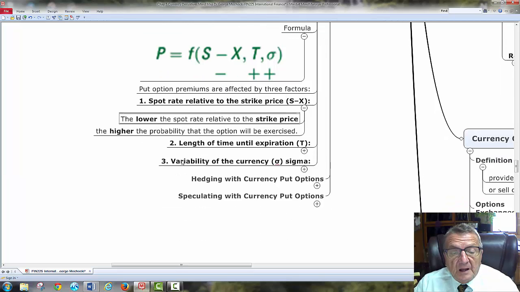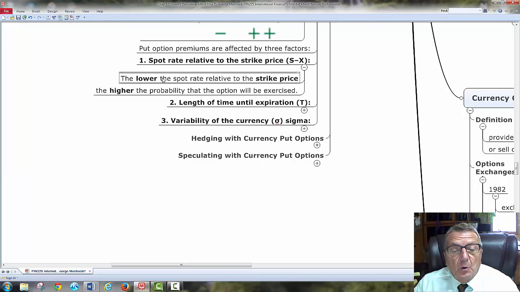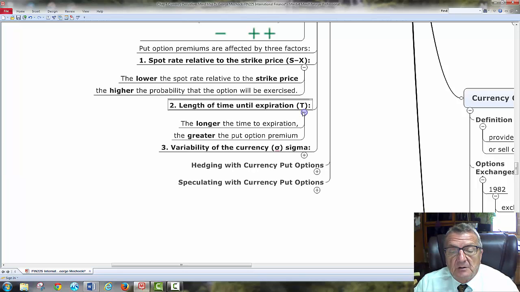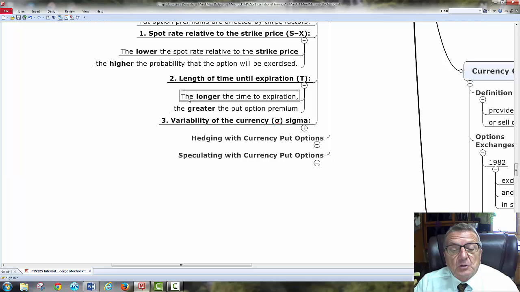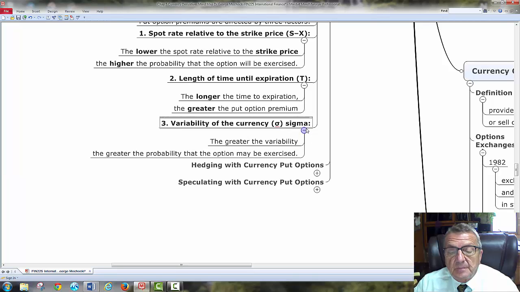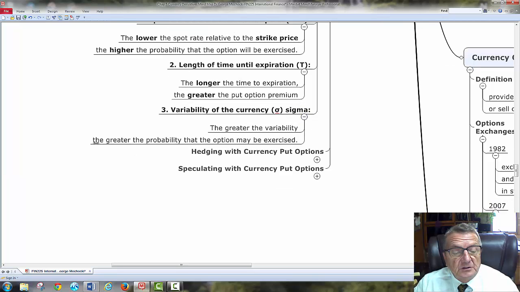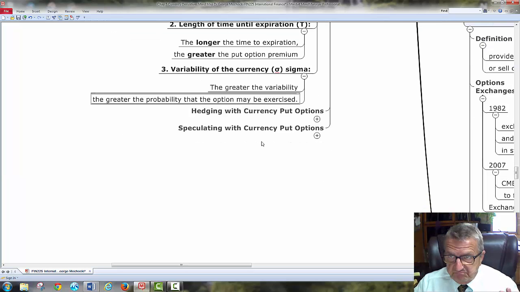Remember, the lower the spot rate relative to the strike price, the higher the probability that the option will be exercised. Second, the longer the time to expiration, the greater the put option premium, since someone's got to pay. Third, the variability of the currency, sigma. The greater the variability, the greater the probability the option may be exercised.